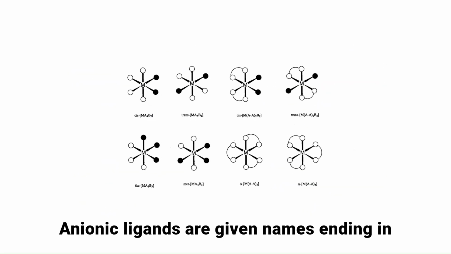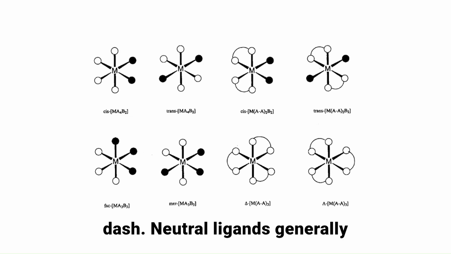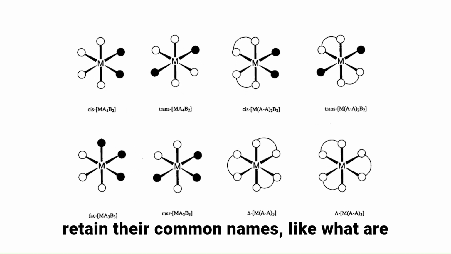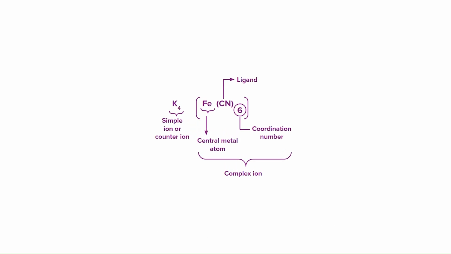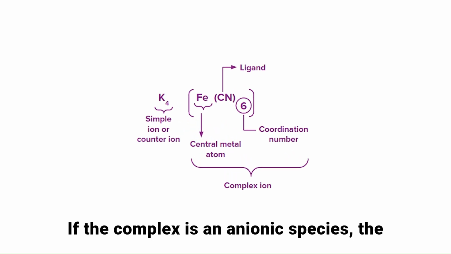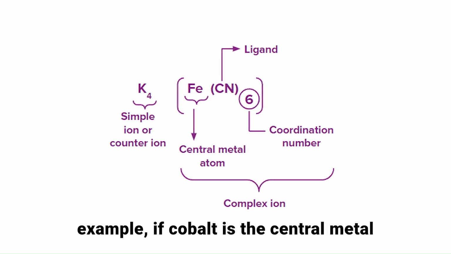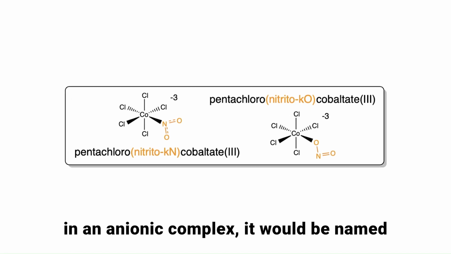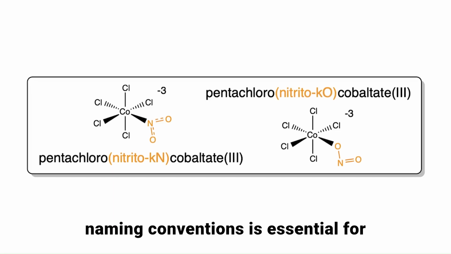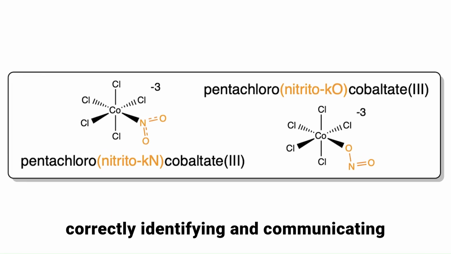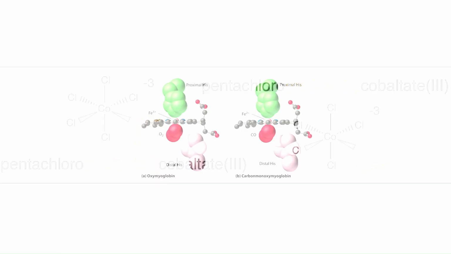Anionic ligands are given names ending in 'o', such as chloro for Cl- and cyano for CN-. Neutral ligands generally retain their common names, like water being called aqua and ammonia as ammine. If the complex is an anionic species, the metal's name ends with 'ate'. For example, if cobalt is the central metal in an anionic complex, it would be named as cobaltate. Understanding these naming conventions is essential for correctly identifying and communicating information about coordination compounds.